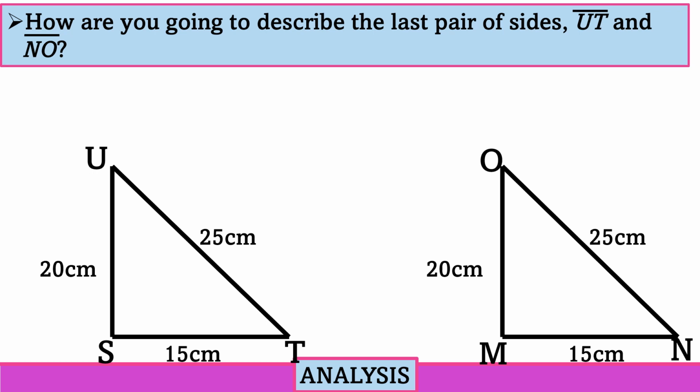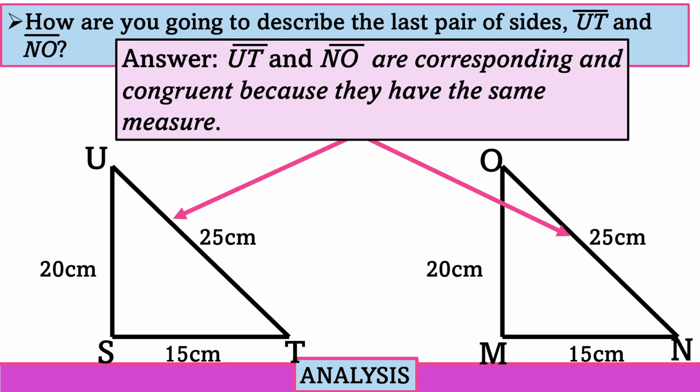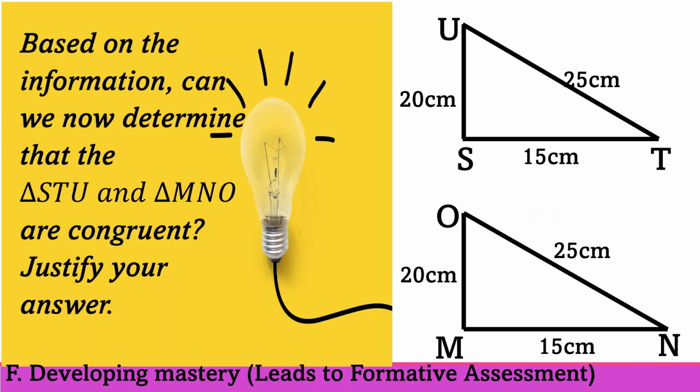And how are you going to describe the last pair of sides? Side UT and side NO. Okay, so side UT and NO are corresponding and congruent because they have the same measure. Now, based on the information, can we now determine that the triangle STU and triangle MNO are congruent?